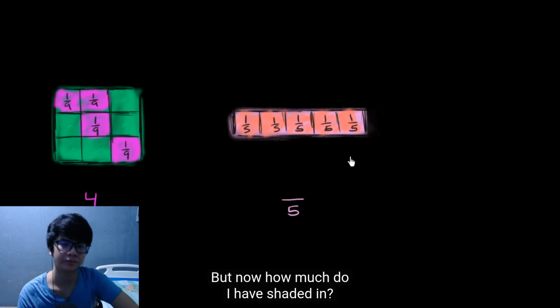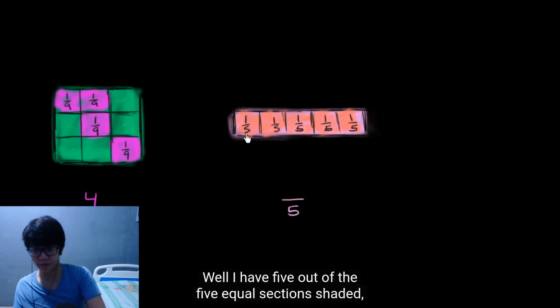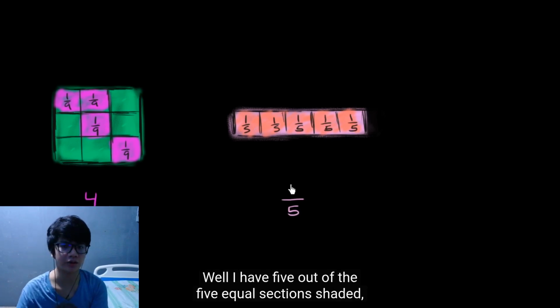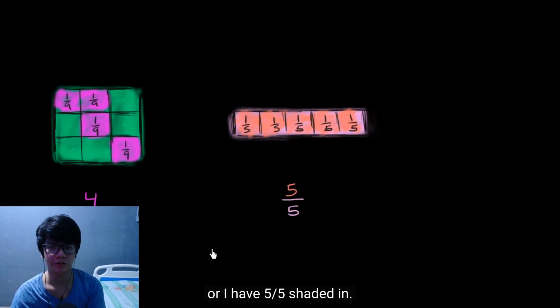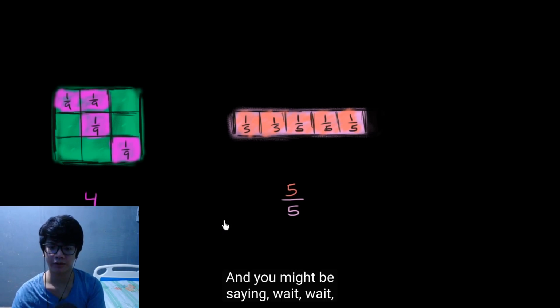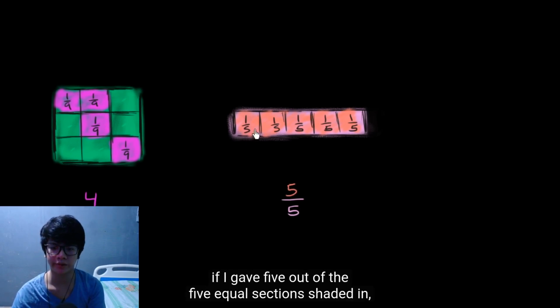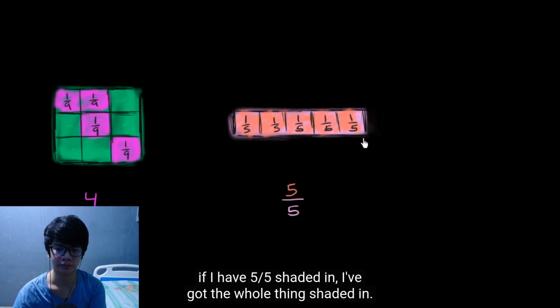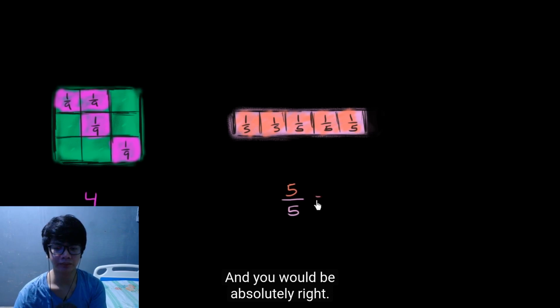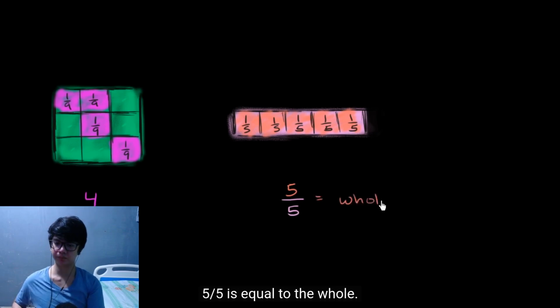But now how much do I have shaded in? Well, I have 5 out of the 5 equal sections shaded in, or 5/5 shaded in. And you might be saying, wait, if I have 5 out of the 5 equal sections shaded in, I've got the whole thing shaded in. And you would be absolutely right. 5/5 is equal to the whole.